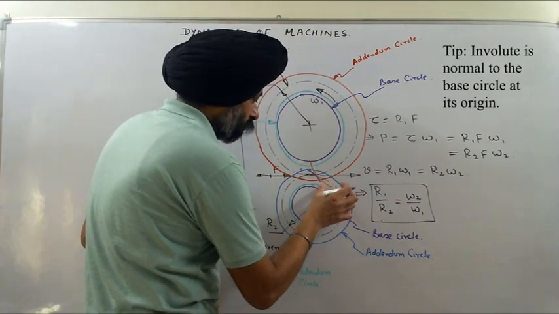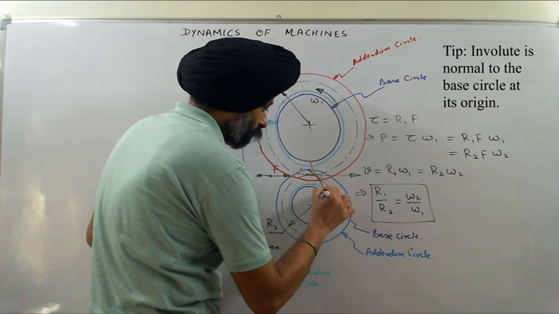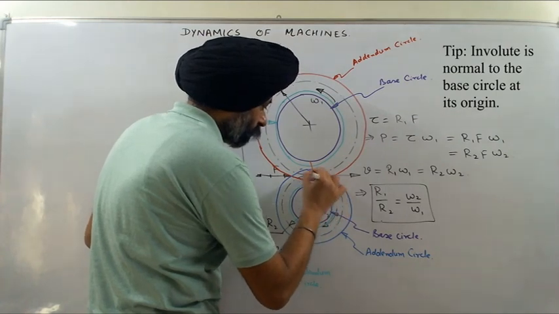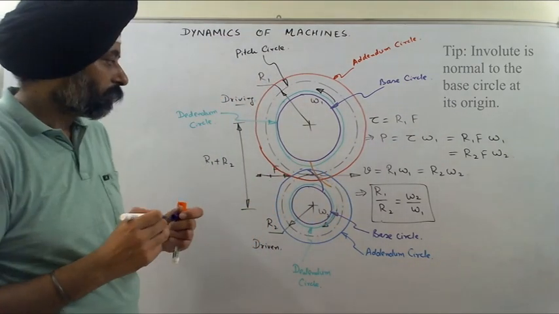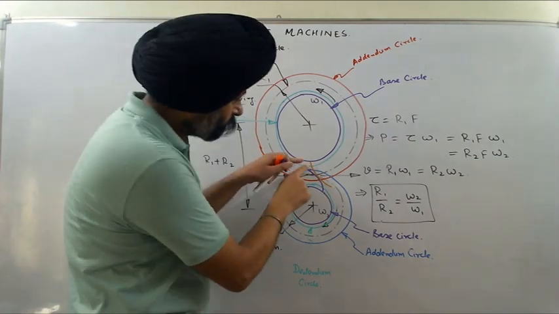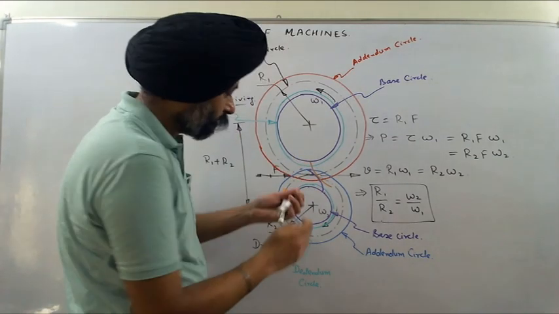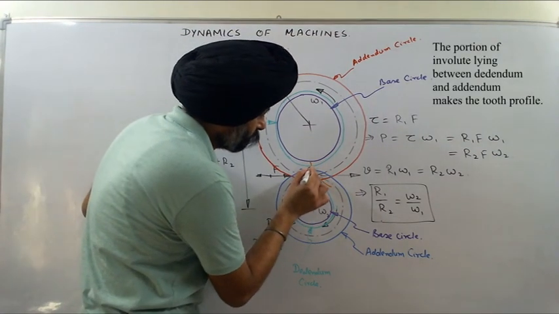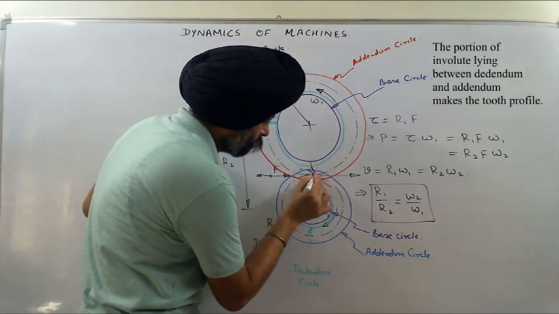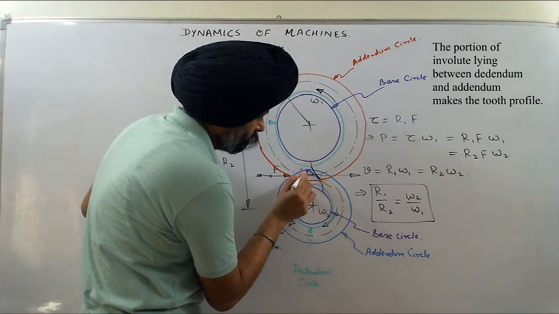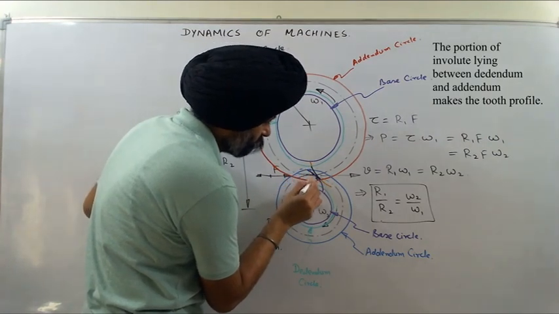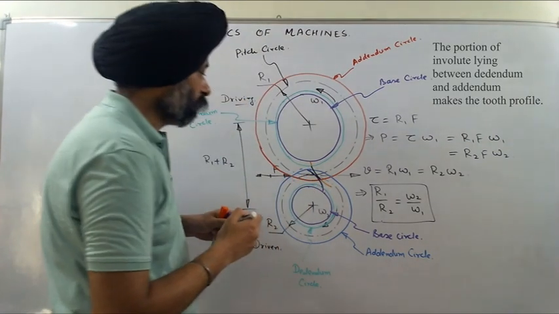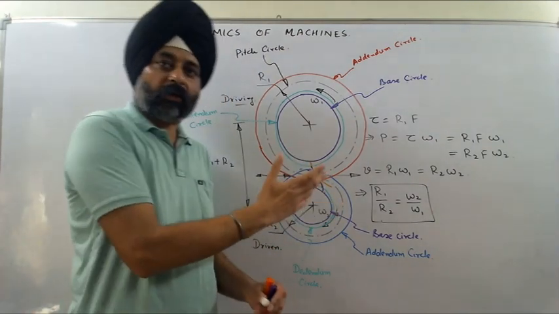Involutes always begin, at the starting point, perpendicular to the base circle. So the portion of tooth lying between the dedendum and the addendum, this much portion, will actually form the physical tooth of the gear. This much portion here and this much portion here. Beneath this, the base circle is imaginary.